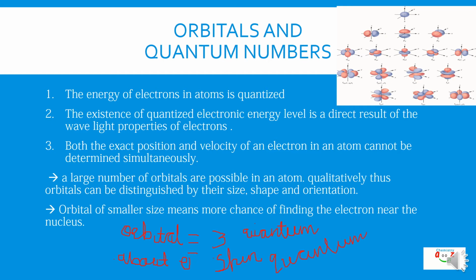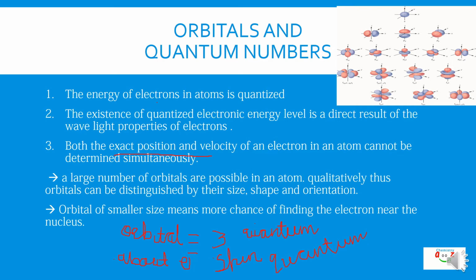So student, in this slide you are just able to see the energy of an electron in an atom is quantized, and this energy shows the exact position and velocity of an electron. It is very difficult to know, as we understood through the uncertainty principle. The exact position and velocity of the electron is not possible to know simultaneously.